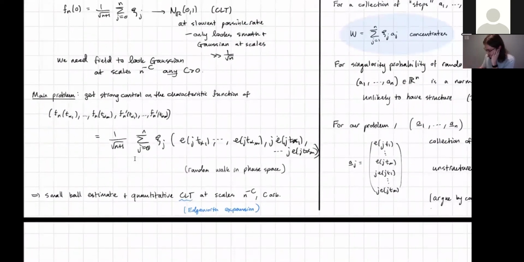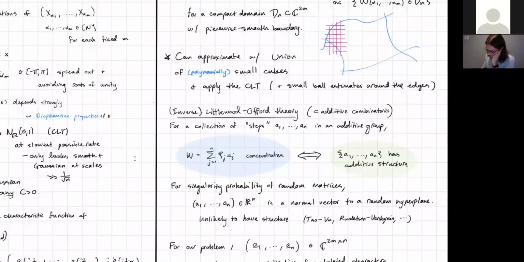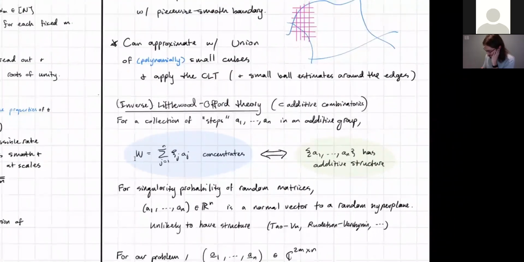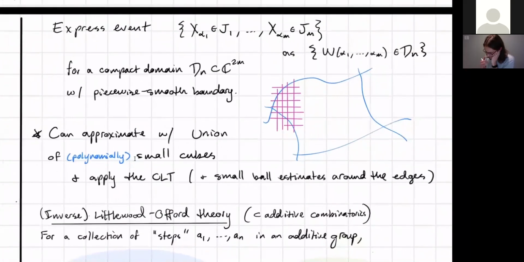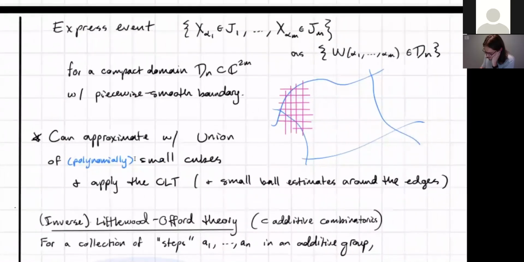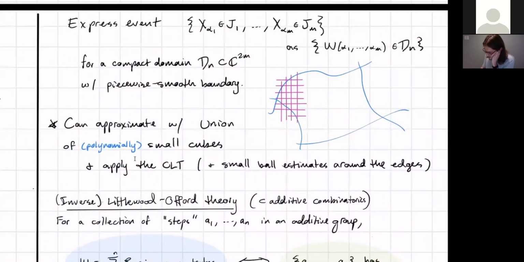All right, and that's really the most technical part of the proof, which I don't have time to explain. All I'll say is that once you have a really strong central limit theorem, you can express the event that these local minima are in any fixed ranges as the event that this random walk lies in a certain domain in phase space. Then you can approximate that domain with disjoint cubes, apply the central limit theorem and add everything up. So whatever the answer is for the probability of this, it's going to be the same as it was for the Gaussian.